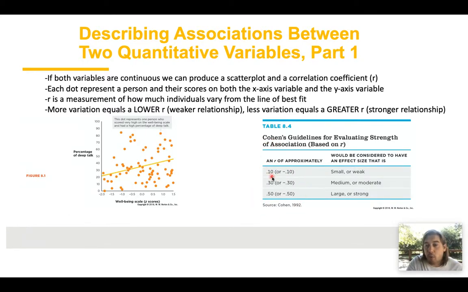Anything around 0.1 is considered small or weak. If it's below that, then it's really small and no relationship. If it's around 0.1, we're talking small. If we're around 0.3, then it's maybe a moderate relationship. If we're around 0.5, then we consider that a large or strong relationship, especially in the behavioral sciences.